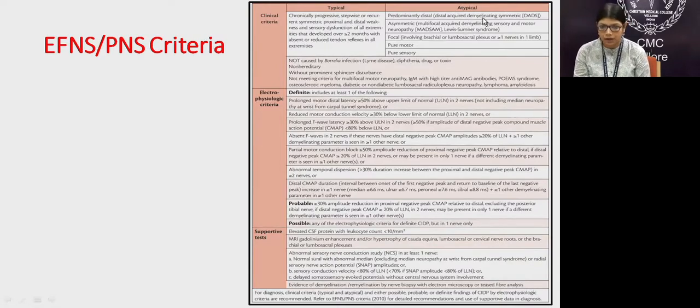The atypical, this criteria recognizes as the DADS variant, and the MADSAM variant, which is an asymmetric CIDP, stands for multifocal acquired demyelinating sensory motor neuropathy, otherwise called Lewis-Sumner syndrome, focal, pure motor, and pure sensory. And here we have to rule out that there should not be bowel bladder involvement. There should not be an underlying gammopathy or MGUS or any form of myeloma, and it should not be caused by any underlying infection. I'm not going into detail on the EFNS/PNS criteria.